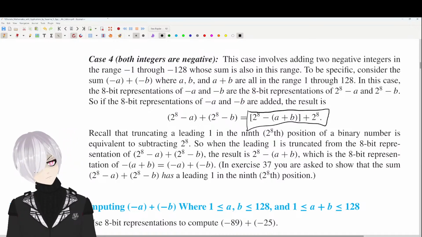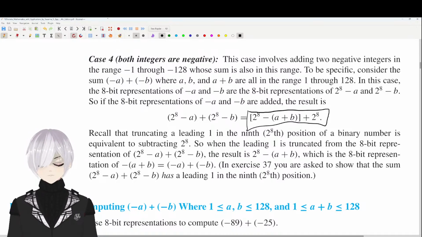If we apply the procedure, a and b are both negative, so to add them, we're going to add the two's complements of their absolute values. Sorry, negative a and negative b are both negative. So if we want to add them, following the procedure, we add the two's complements of their absolute values, and then they just rearranged it into a convenient form, 2 to the 8th minus (a plus b) plus 2 to the 8th. And then the next step in the proof is they just assume that there's a leading 1 in the 2 to the 8th position and then go from there.